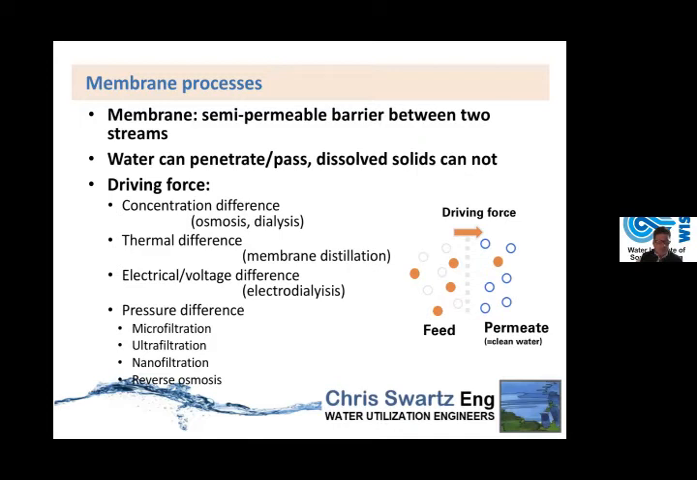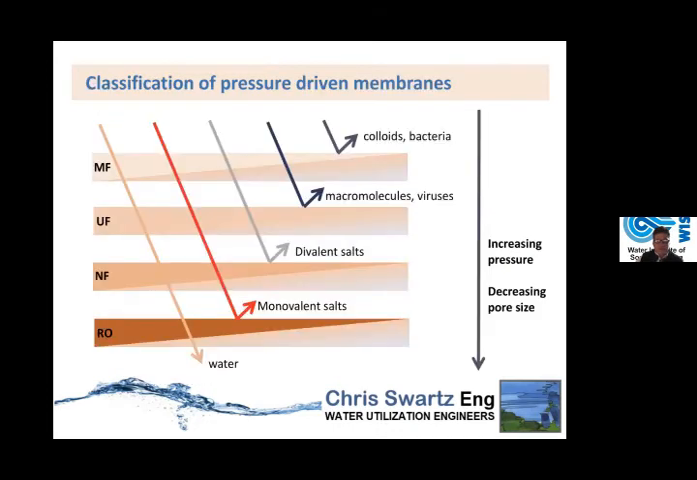The different types of membranes have reducing pore size, but increasing pressure that you need to get water through: microfiltration, ultrafiltration, nanofiltration, and then reverse osmosis, which is basically your very finest. You can see in this diagram what you can get through and what is retained on each of those.